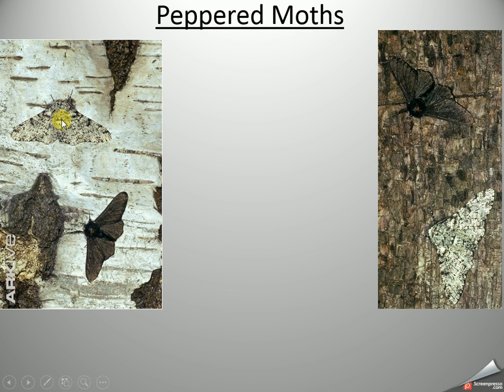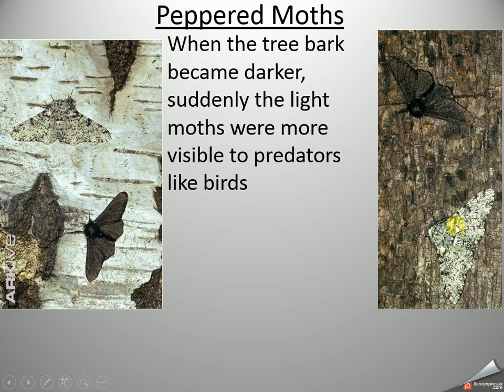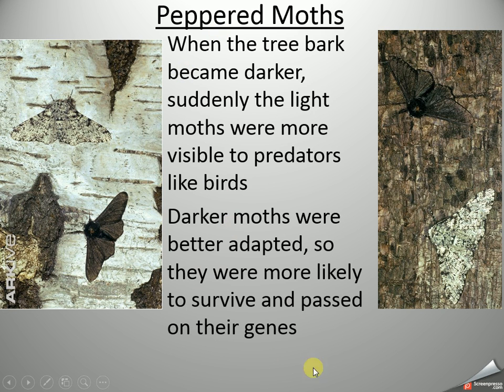Okay, whereas after the Industrial Revolution, when the trees were all dark, which one is more likely to get spotted? The lighter one. Which one is more likely to get eaten? The lighter one. Which one is more likely to survive and pass on its genes because of camouflage? The darker one. So you're going to get more darker moths in that particular area. So that pretty much just explains what is happening there.